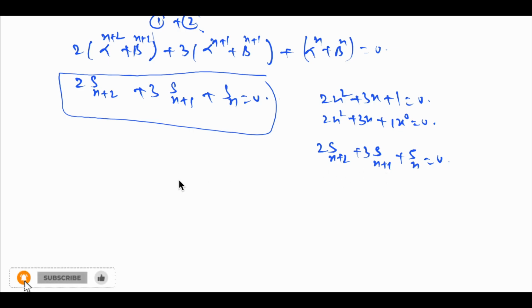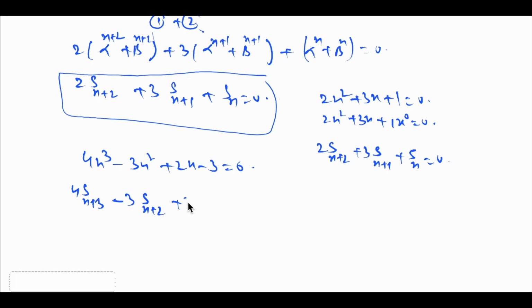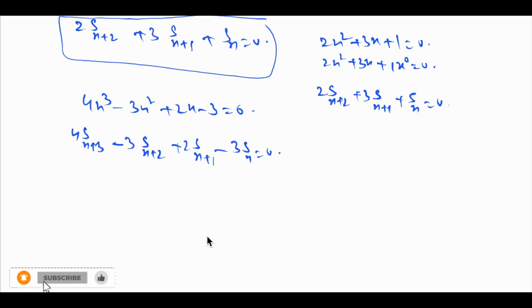So you can obtain, suppose you have this equation 4x cubed minus 3x squared plus 2x minus 3 is equal to 0. How can I write this in Sn form? I can say 4S(n+3) minus 3S(n+2) plus 2S(n+1) minus 3Sn is equal to 0. I can even prove this thing.